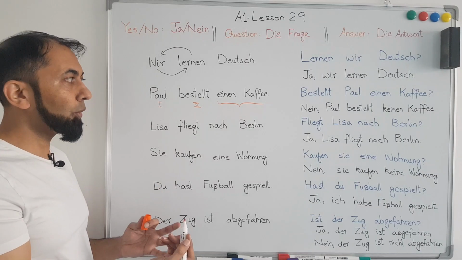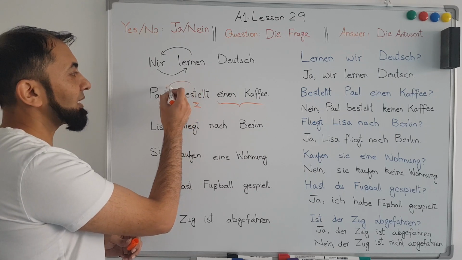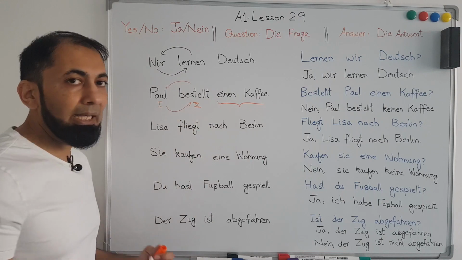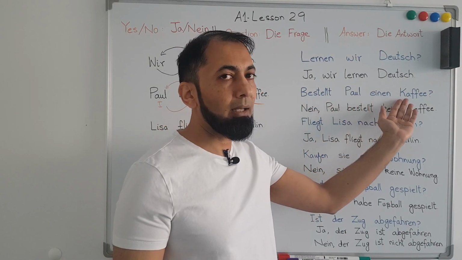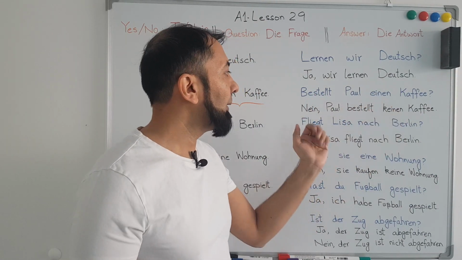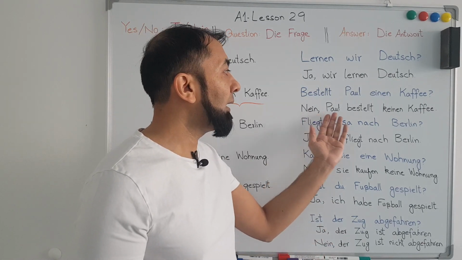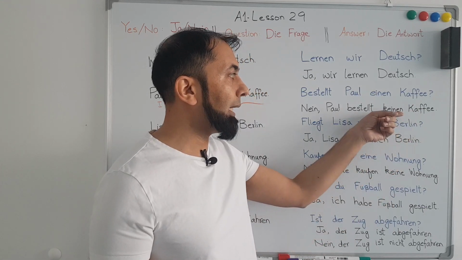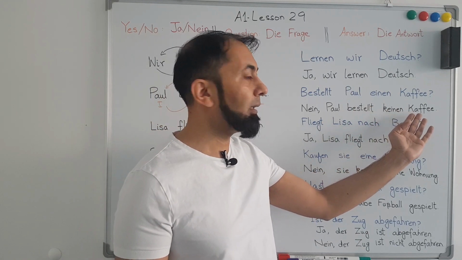So if we want to ask whether Paul orders a coffee, what we have to do is put the verb at the first position and put the subject at the second position, and it will become a question. Bestellt Paul einen Kaffee? Does Paul order a coffee? And if he doesn't order, then we will say, Nein, Paul bestellt keinen Kaffee. Here we are saying no, Paul does not order a coffee.